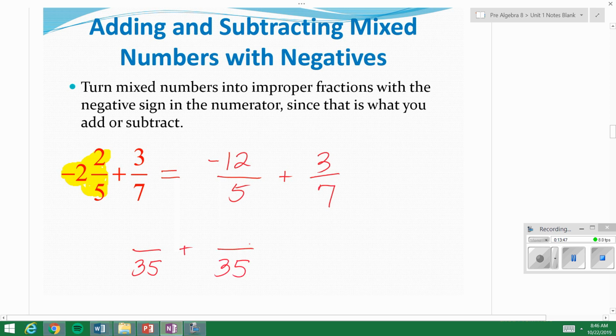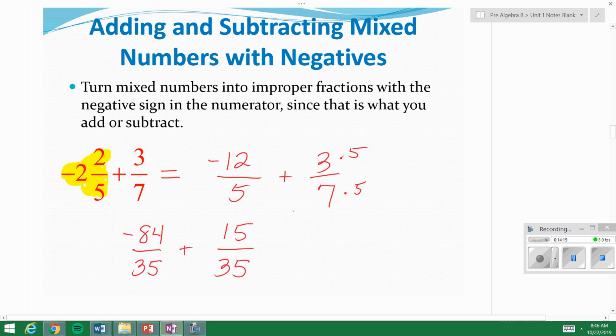plus a 35ths. And what did I multiply 5 by to get the 35? I multiplied it by 7, so I'm also going to have to multiply the negative 12 times 7. Negative 12 times 7 is negative 84. And on the other top, what did I multiply the 7 by to get 35? 7 got multiplied by 5 to make the 35. So its top must be 3 times 5, or 15.